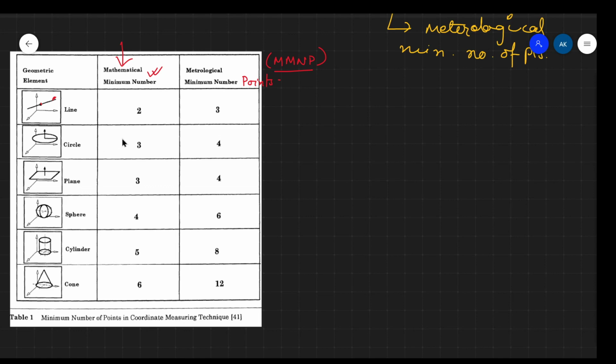So for a circle, you need 3 mathematical points, but metrologically the minimum number is 4. For a plane, we take 4. For a sphere it is 4 and 6. Cylinder is 5 and 8. Cone is 6 and 12. So how to remember this, and is it necessary? See, you see this chart a couple of times, you will remember it. It's not a problem. But you can also remember it the way I am telling you.